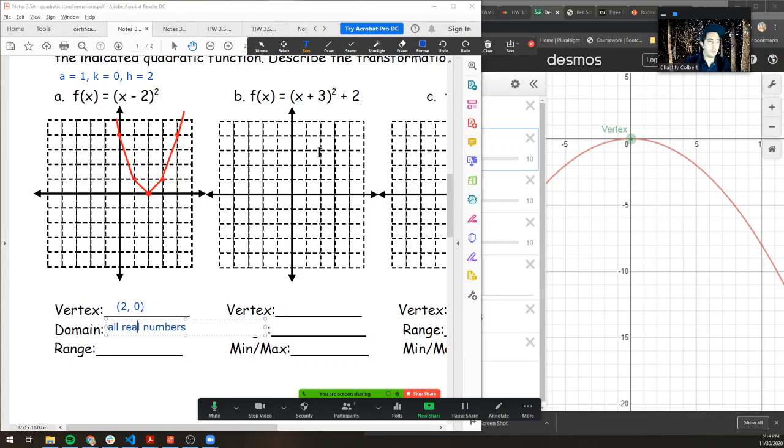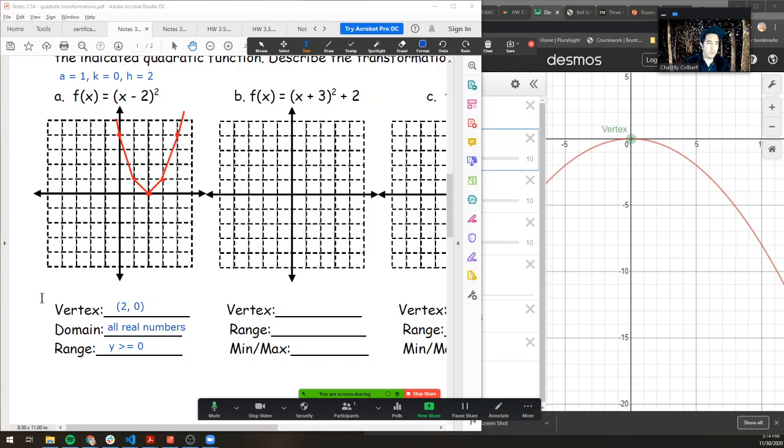The range, well, the low point here is at 0. The lowest y value is 0, and then everything above it is above 0. So the range here, I would write this as y is greater than or equal to 0. And you can write it like that.